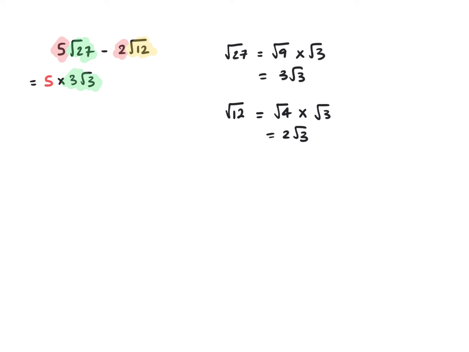And then take away 2 lots of, and instead of root 12 we can write 2 root 3. So again, have a look at the colour matching to help you. 2 root 3 is the same as root 12, and root 27 is the same as 3 root 3. I'll highlight this in red there. So I've got 5 times 3 root 3, which is 15 root 3. Take away 2 times 2 root 3, which is 4 root 3. If I have 15 root 3, take away 4 root 3, I have 11 root 3.